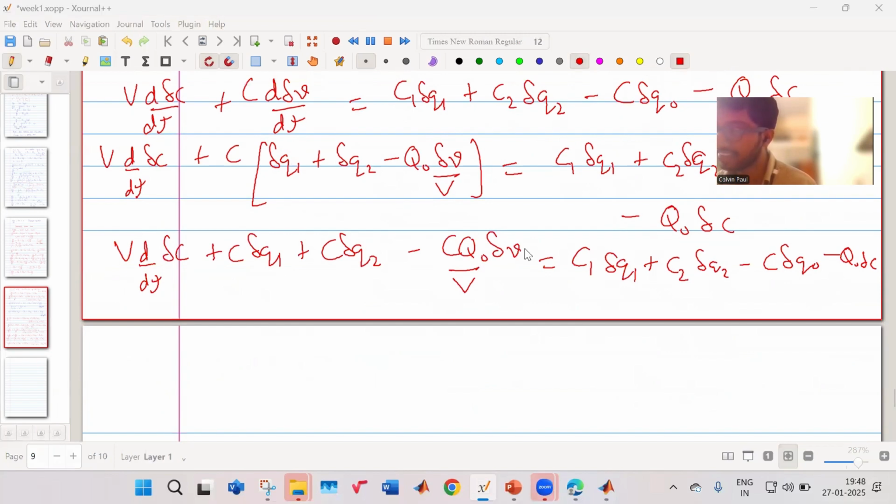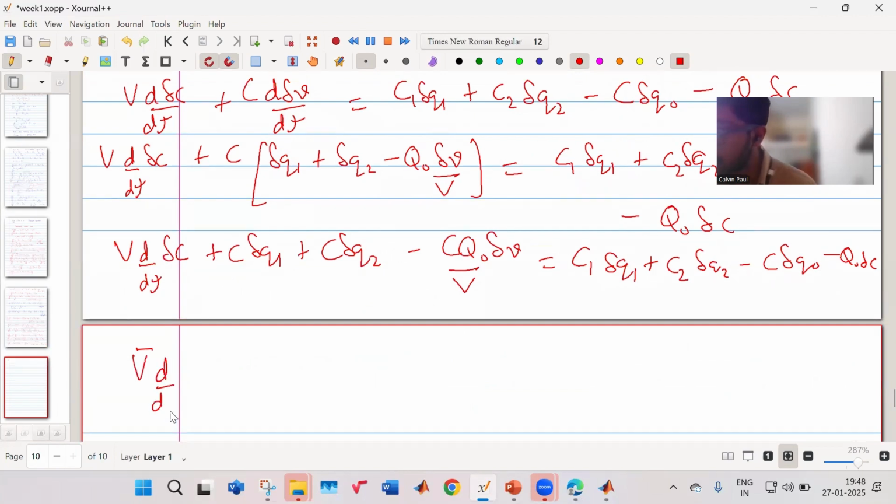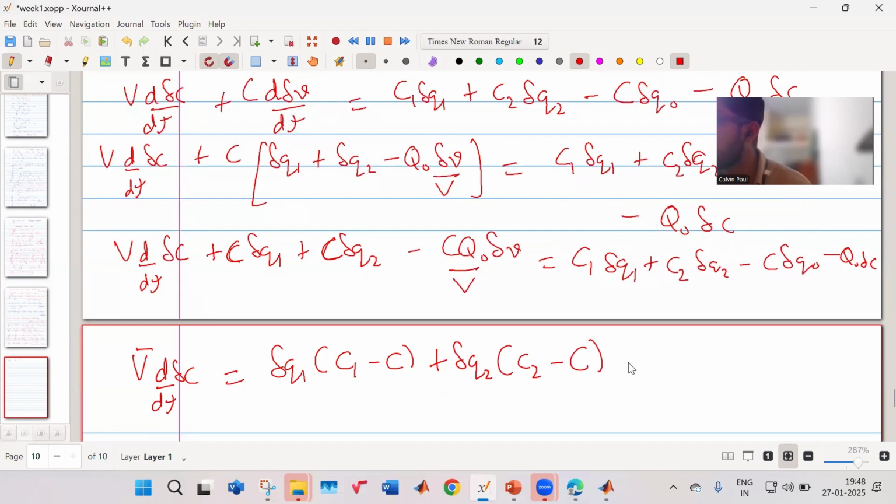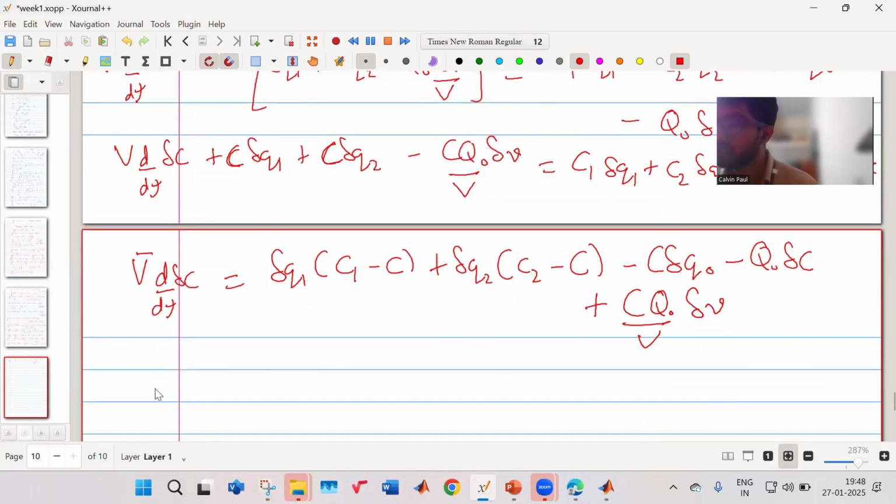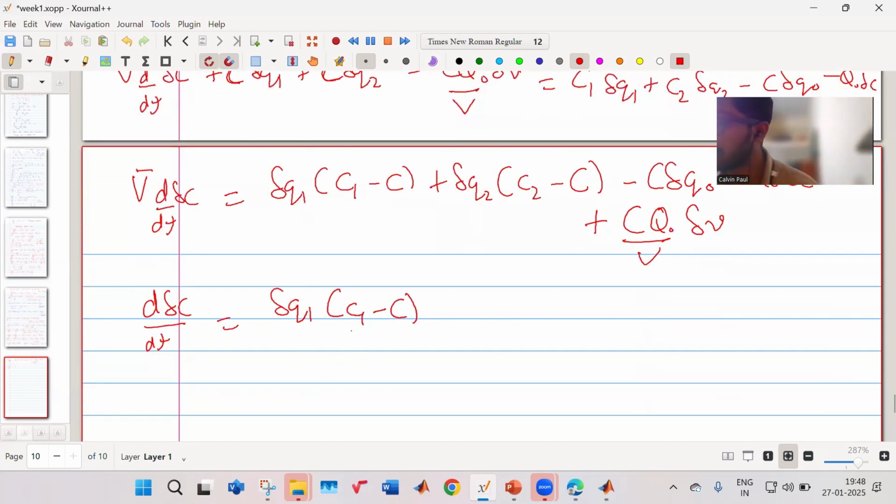Okay, this is getting really very difficult. So what do we get finally over here is V d/dt of delta C is equal to delta Q1 into C1 minus capital C plus delta Q2 into C2 minus capital C. Then you have this minus C into delta Q naught minus Q naught into delta C plus C Q naught upon V into delta V.